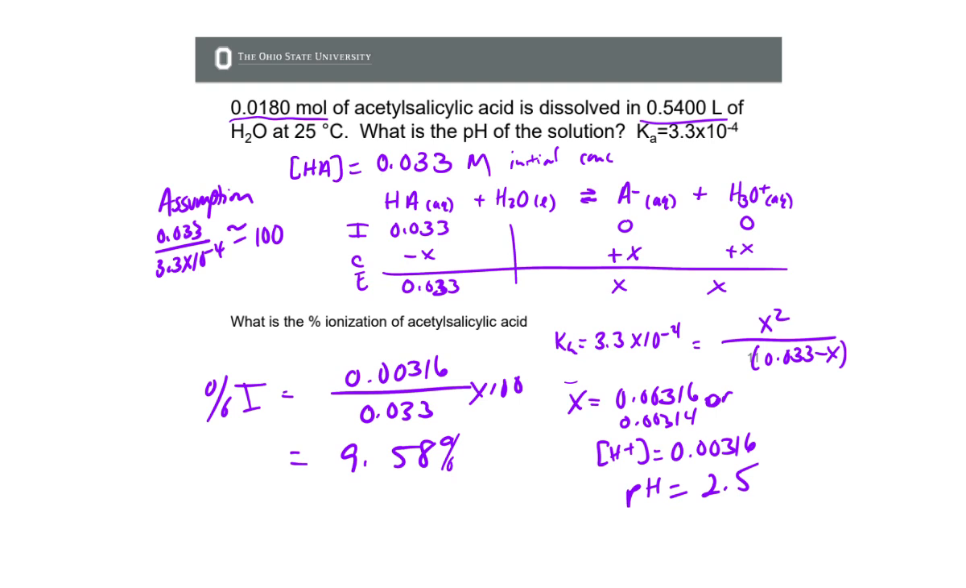So you can see based on this percent ionization that this is a stronger acid than the acetic acid. We have a greater percent ionization here, almost 10% compared to almost 1%.